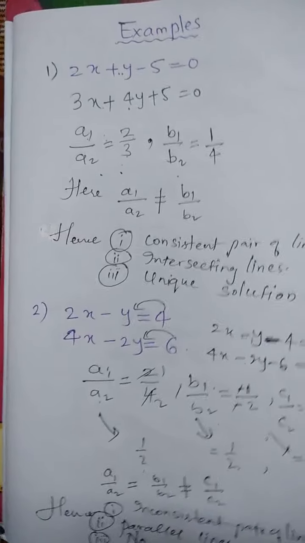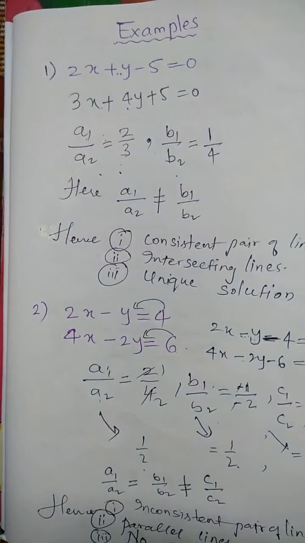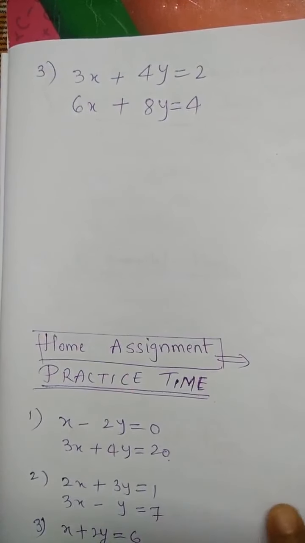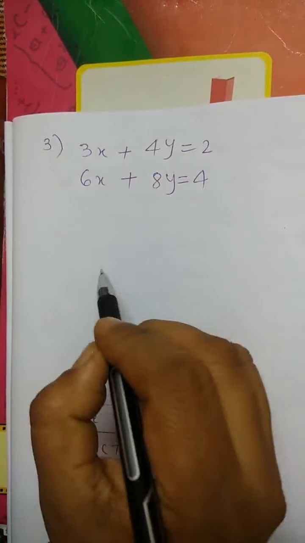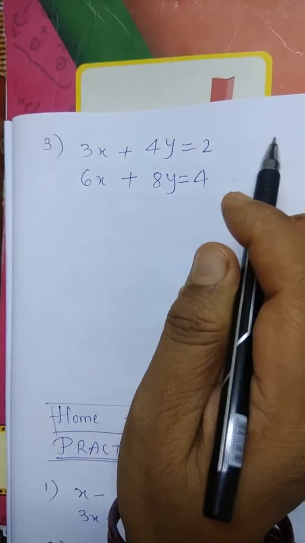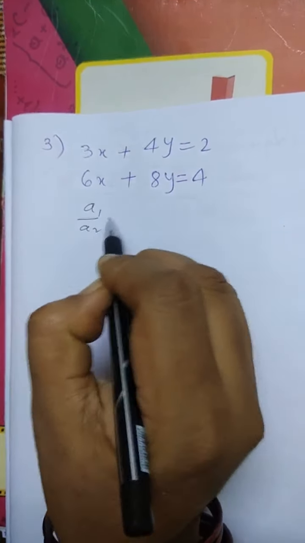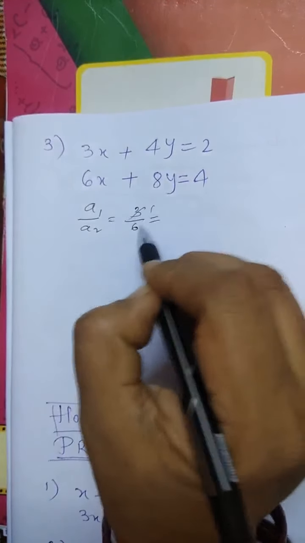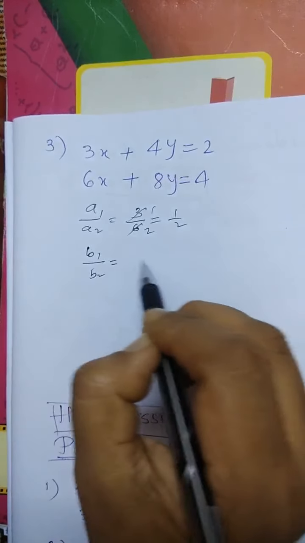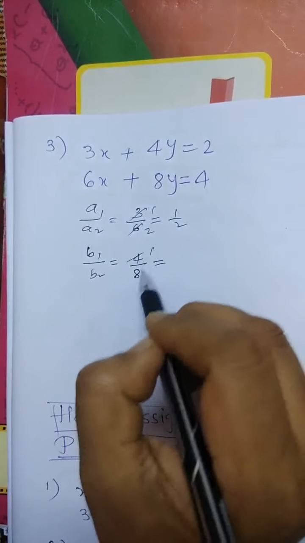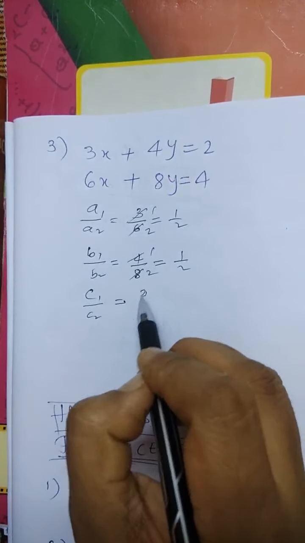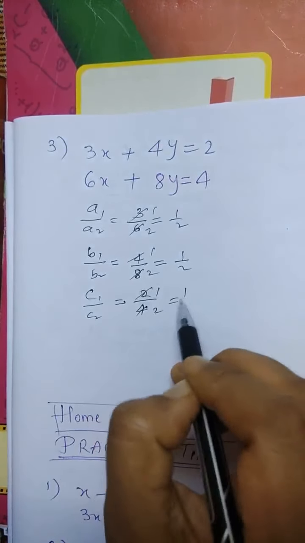Okay, so in this way you have to find whether the lines are parallel, intersecting or coincident. Now come to the third example. I think you can solve it on your own. Let's find. Okay, both the numbers are on this side of equal to. It doesn't make any difference. You can take directly. A1 upon A2 is 3 by 6, means 1 by 2. B1 upon B2? Come on. 4 by 8. Very good. 1 by 2. C1 upon C2, 2 by 4, 1 by 2.